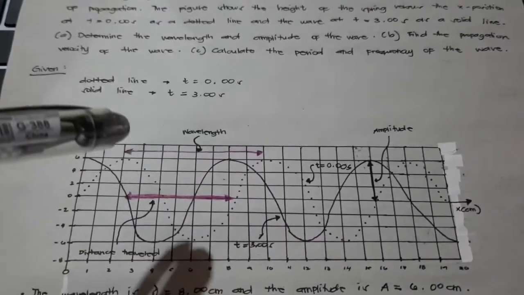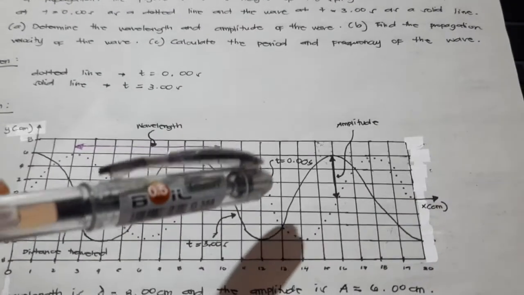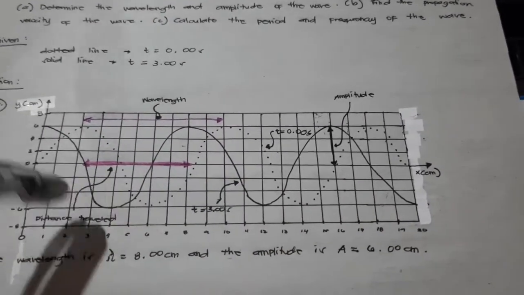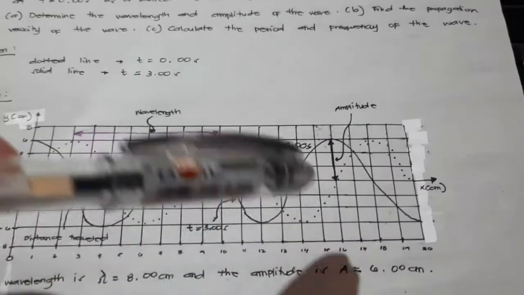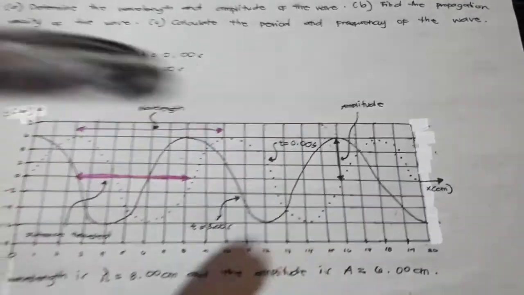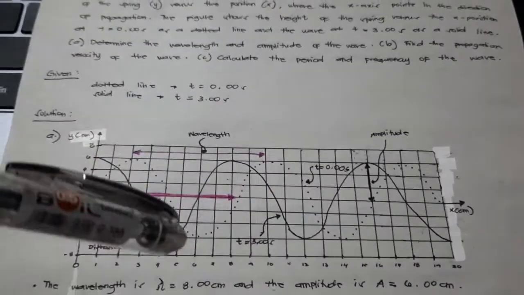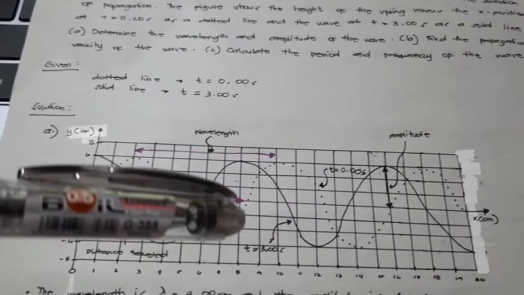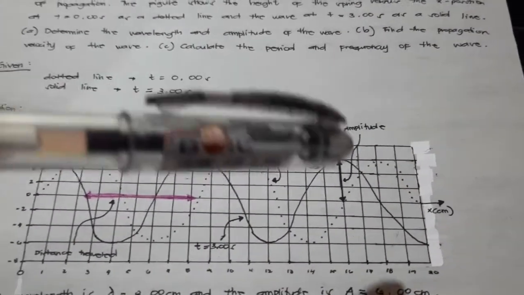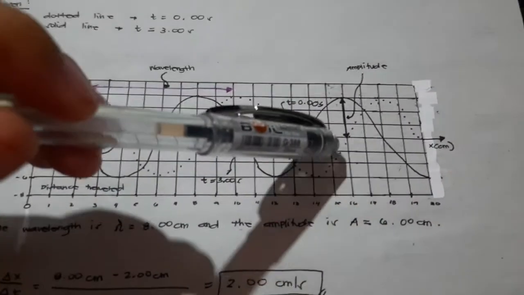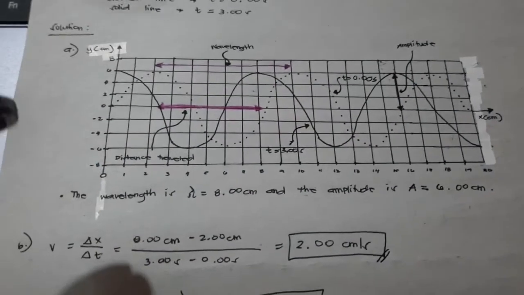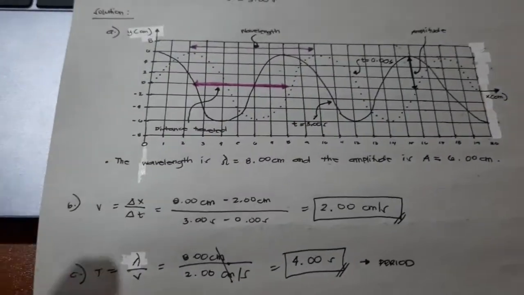As I said earlier, the dotted line is equivalent to 0 seconds, and the solid line is 3 seconds. Then the amplitude is the size of the wave starting from 0, like a spring, from the starting point. That is the amplitude, measured from 0.